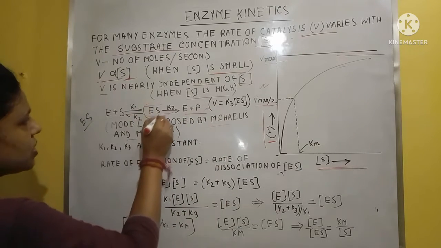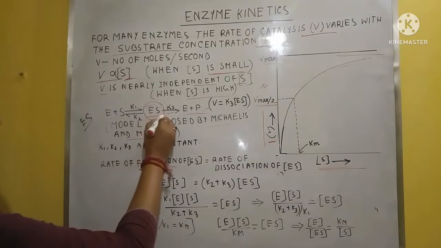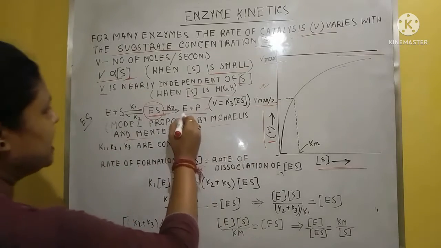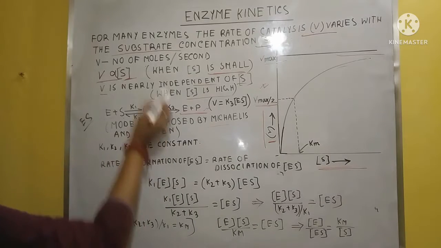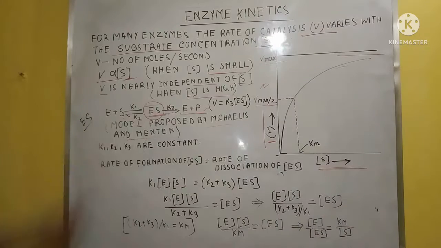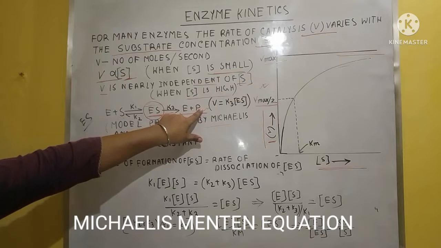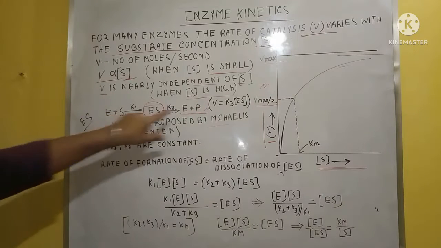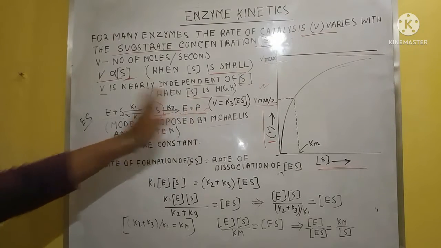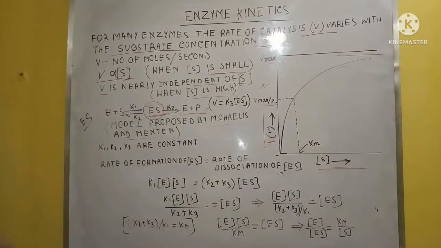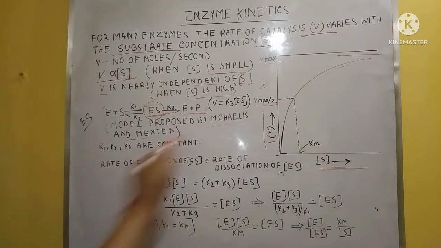Okay, ES is not a very stable complex. When E plus S react with each other, they form the ES complex, but it immediately forms E plus P, the enzyme and product, dissociating into enzyme and product, or it changes back again. This is generally reversible, but the product is not transformed again into the substrate. In very rare cases after the formation of the product, the product changes back to substrate. So this equation was proposed by Michaelis and Menten.